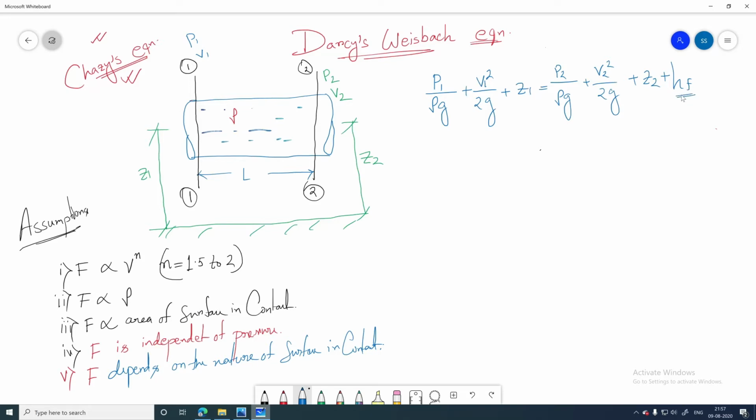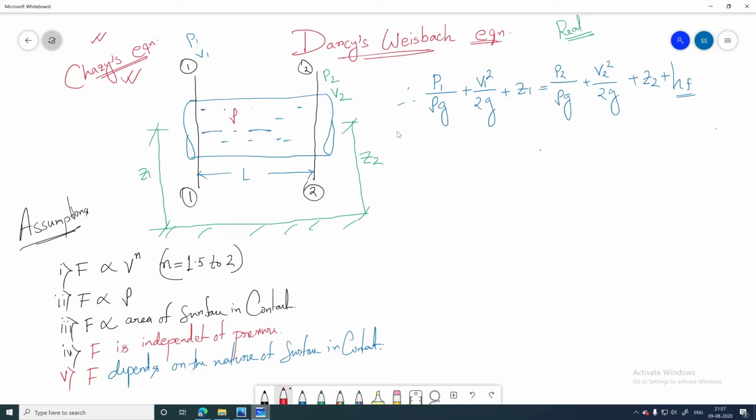Now this particular value we need to determine, and why is this head loss there? Because the fluid that we are considering here is the real one. It is not ideal. If it is ideal, then there will be no losses. So we need to determine the value of this HF.